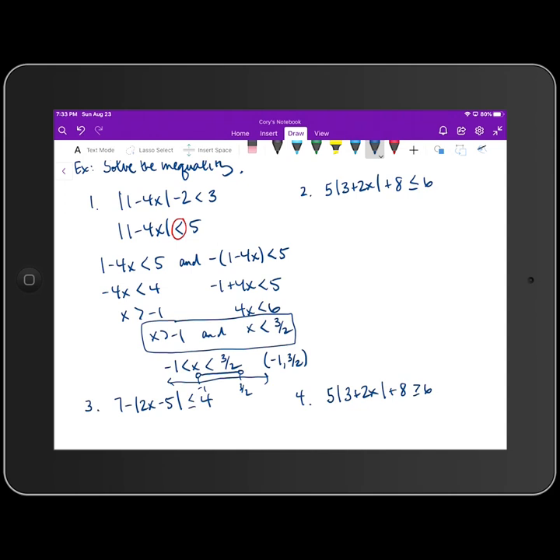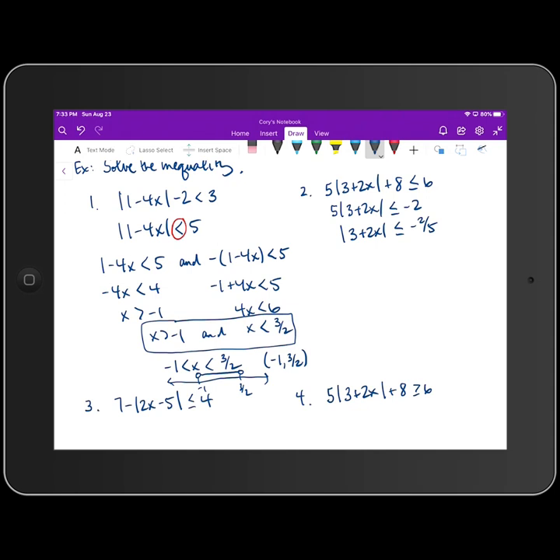Okay, so again, for number 2, we want to do the same thing we did for number 1. We want to isolate the absolute value expression. So first thing we're going to do is subtract 8. So we get 5 times the absolute value of 3 plus 2x is less than or equal to negative 2. And then we're going to divide by 5. So we get the absolute value of 3 plus 2x is less than or equal to negative 2 over 5.